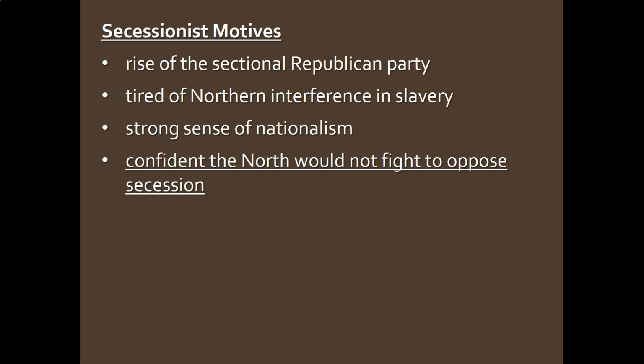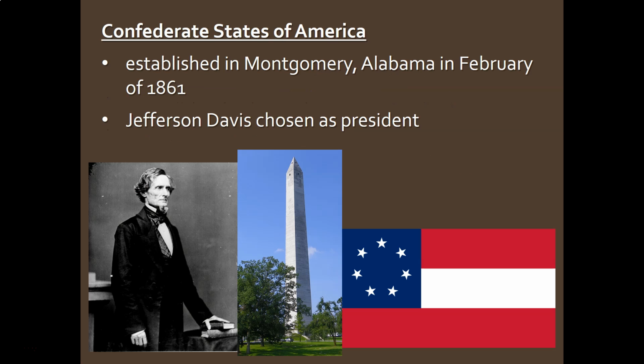They're also confident that the North won't actually fight back, and won't oppose Southern secession, that the North will just simply let them go because they don't want to fight over it. And so the seceding states form their own government. We call this the Confederate States of America. Its original capital was Montgomery, Alabama, and their first and only president would be one Jefferson Davis of Kentucky. A little bit of irony here is that Davis and Lincoln were both born in Kentucky. In fact, their hometowns are only a short distance away from each other.